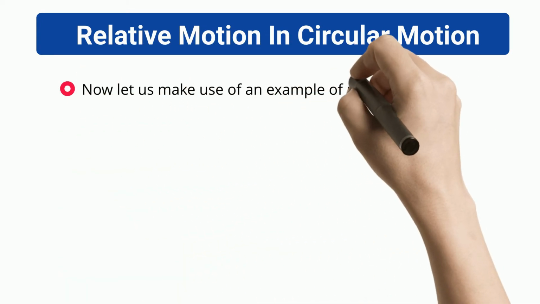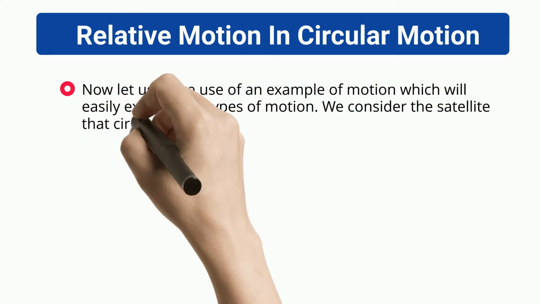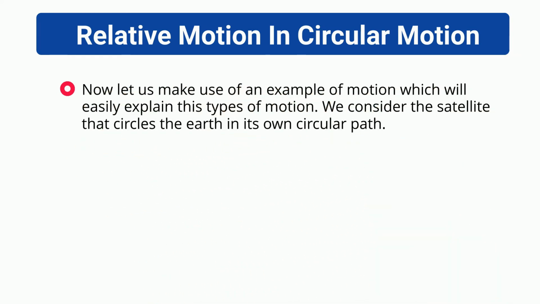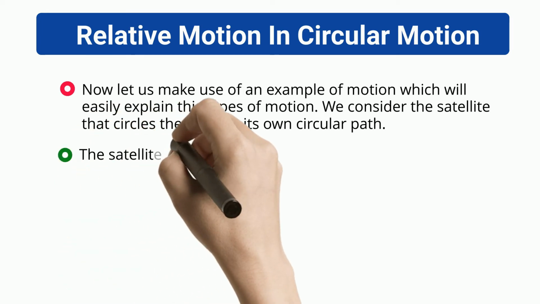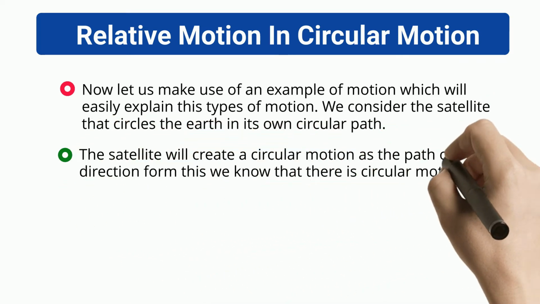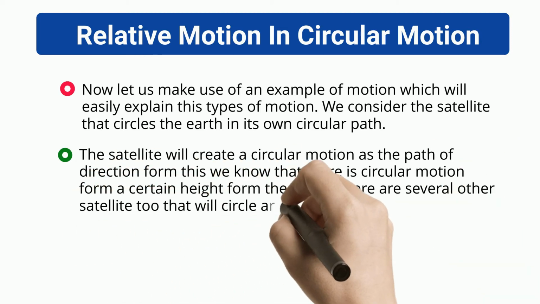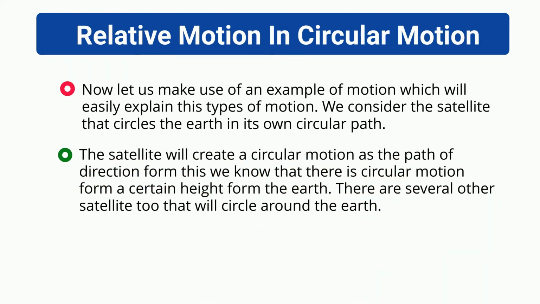Now let us make use of an example which will easily explain this type of motion. We consider a satellite that circles the Earth in its own circular path. The satellite creates a circular motion as its path. We know that this circular motion is at a certain height from the Earth. There are several other satellites too that circle around the Earth.